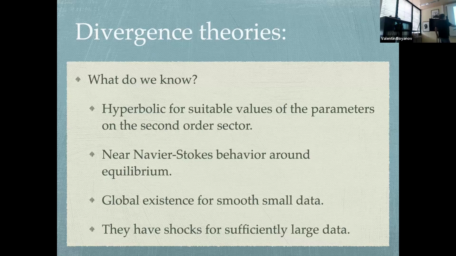We have global existence for small data. That is because this dissipation acts on the whole set of equations, and so if the data is small, it will drive it to equilibrium. And we know that there are shocks for sufficiently large data. And so we know that to deal with this system numerically, we have to use shock capturing methods. That's what we know.